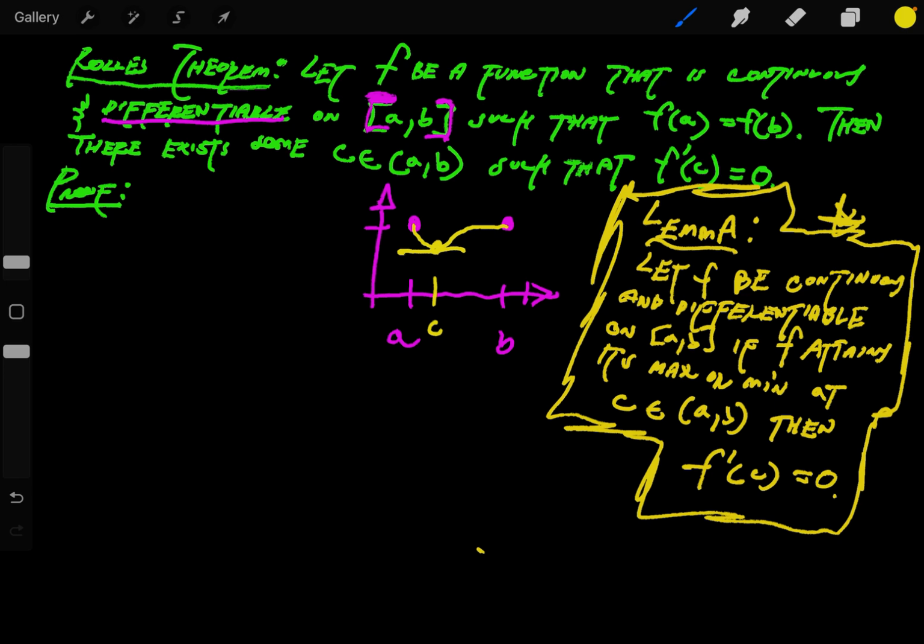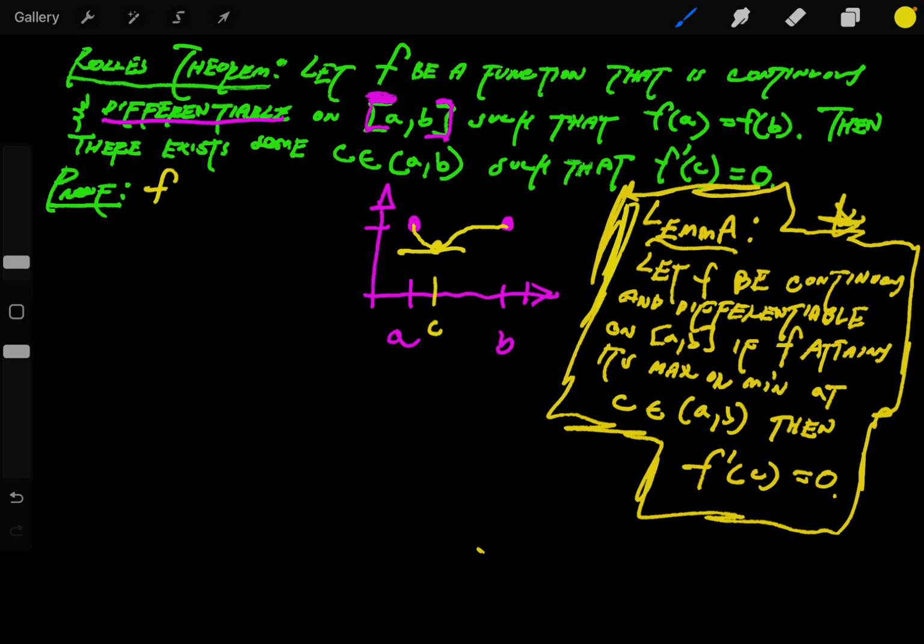There could be more than one C, but it's guaranteed that the slope of the tangent line at some point is going to be 0. Proving this, again, you use this lemma here. So let's go through this proof in a rigorous way. We know f has f of A equal to f of B. So f may attain a minimum on [A, B].